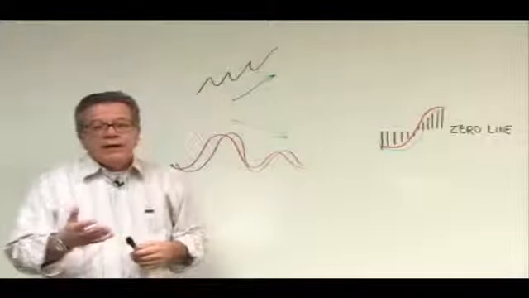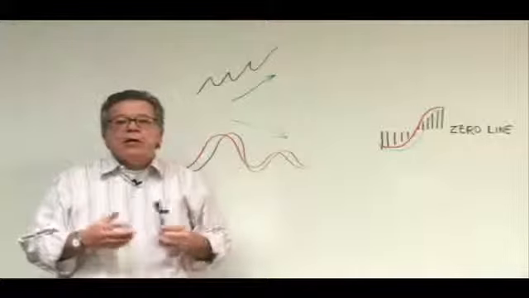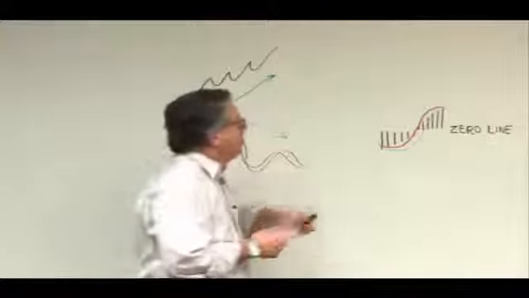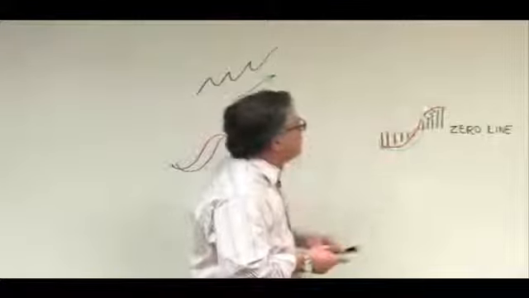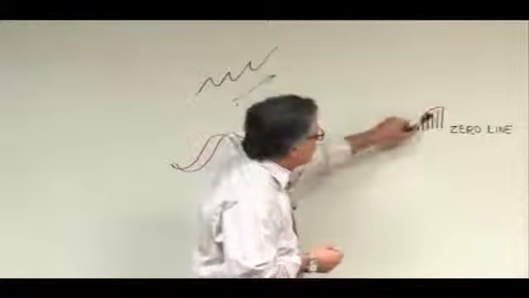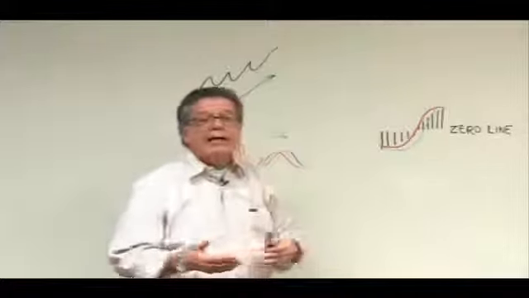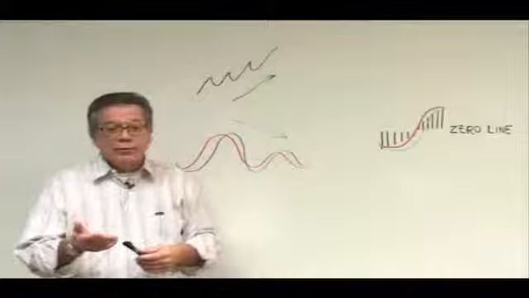The fourth checkpoint that I use is: are the histogram bars crossing the zero line in the direction of the trend? Again, if they're crossing the zero line in the direction that I want to trade the pair, so much the better. And we can see that these histogram bars are crossing the zero line to the upside. That would be good for a buying opportunity.